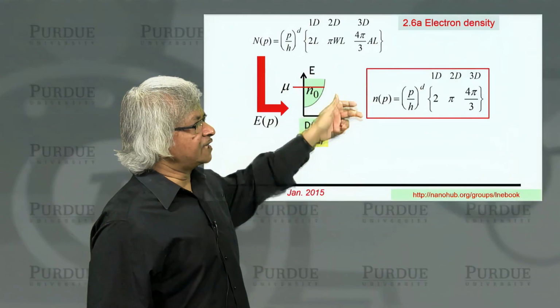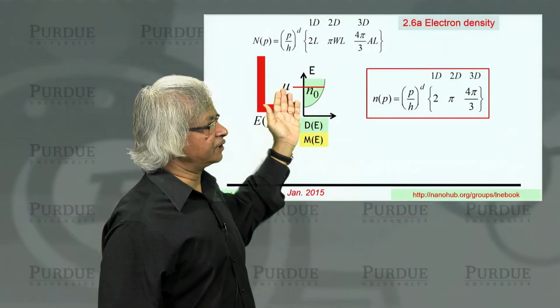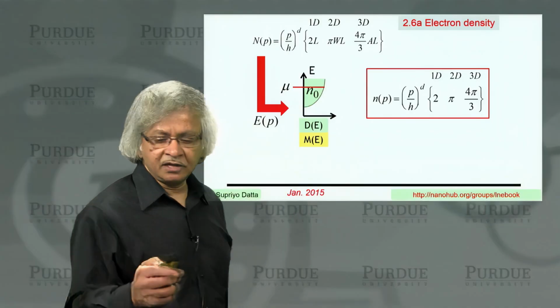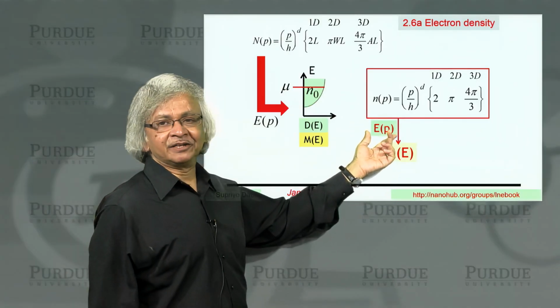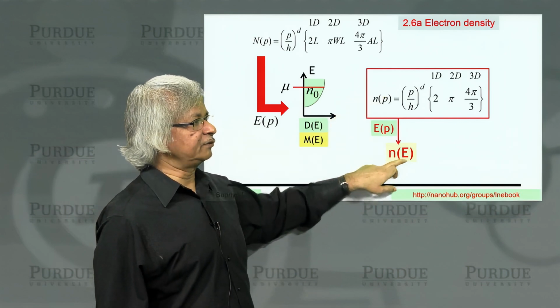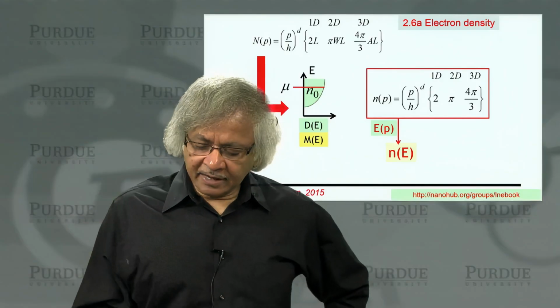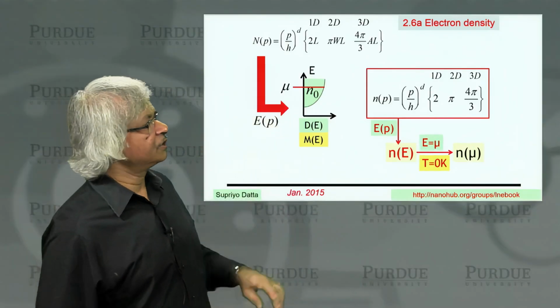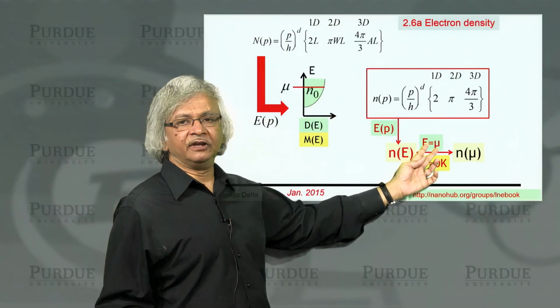And from this, how could I find out this electron density with a given electrochemical potential? Well, first step would be get your energy momentum relation, so you can convert the P into an E. That will then give you electron density as a function of energy. And then at 0 Kelvin, of course, all the states below E equals mu are filled.